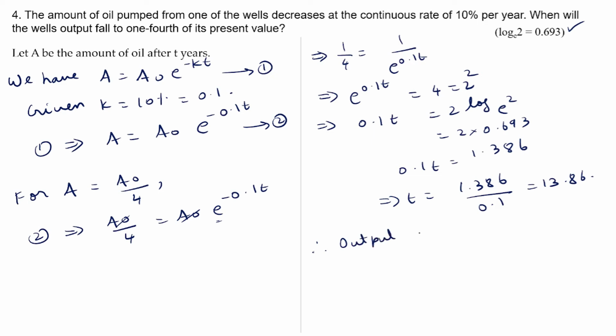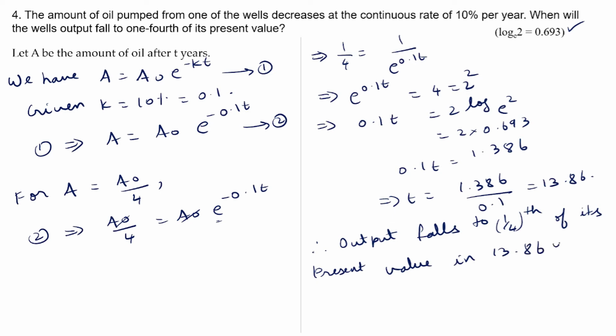Therefore, output falls to 1/4 of its present value in 13.86 years. The output will fall to 1/4 of its present value in 13.86 years.